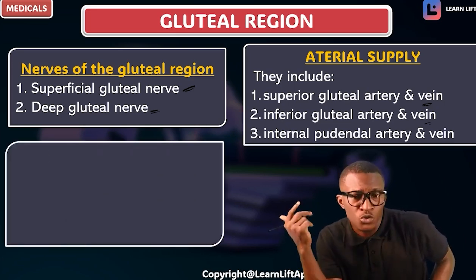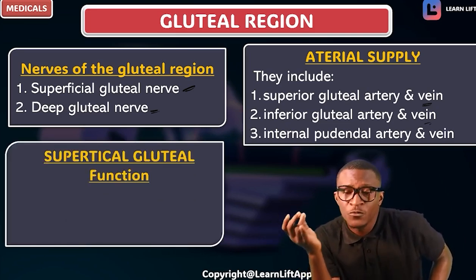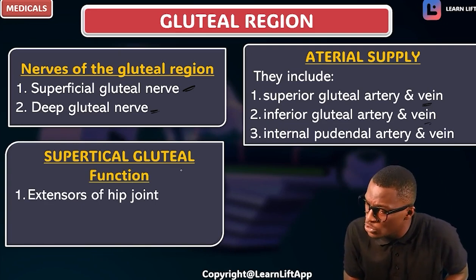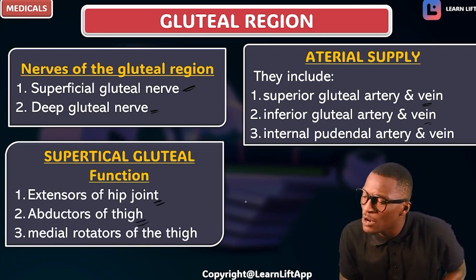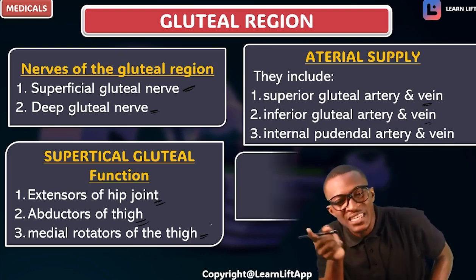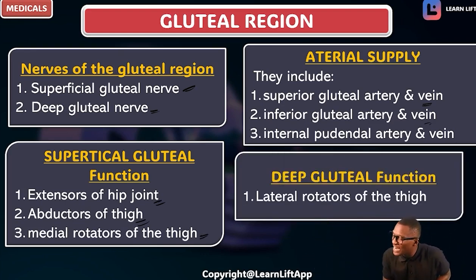Now, what are the functions? We talk about the function of the superficial muscles. Most of the functions: number one, they are extensors of the hip joint. Number two, they are abductors of the thigh, and they are medial rotators of the thigh. What is the function of the deep ones? They are lateral rotators of the thigh. Please, this is everything about the muscles of the gluteal region.